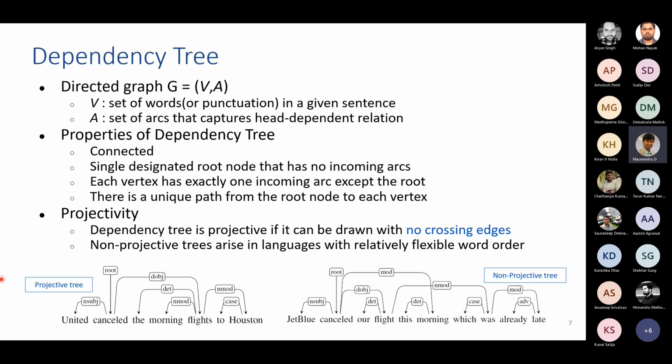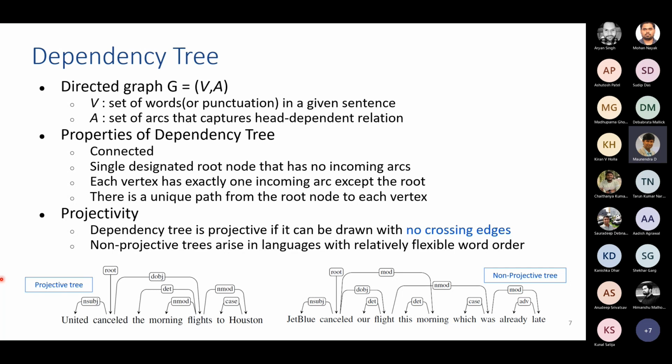Okay, so I guess that part is done. And there is something called projectivity and non-projectivity. If you look at the left-hand side figure, you see that the edges are not crossing. On the right-hand side, you see that the edges are actually crossing. So a dependency tree is projective if it can be drawn with no crossing edges, and otherwise it becomes a non-projective tree. Non-projective trees arise in languages where the word order is flexible. If the word order is flexible, it can change, then there is a chance that we'll see crossing edges.